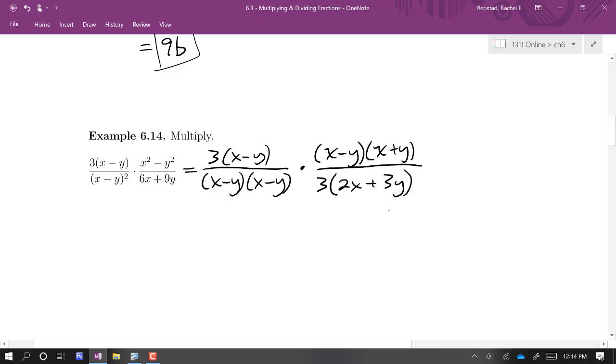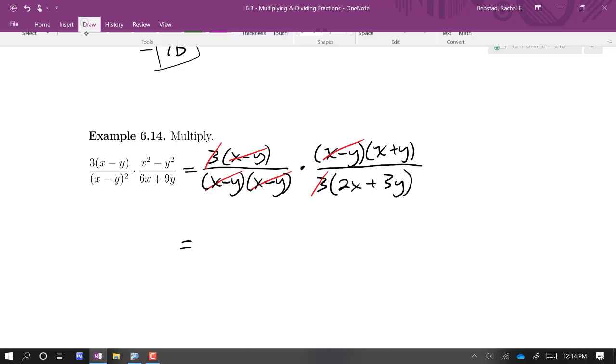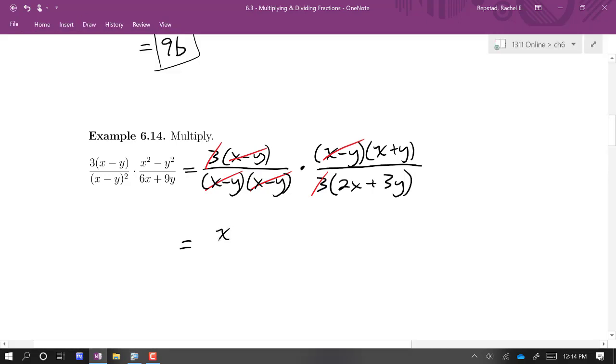Now that everything's factored, I'm going to whip into a frenzy of canceling. This is the fun part. X minus y with x minus y. X minus y with x minus y. 3 cancels with 3. And what we're left with on top is x plus y. What we're left with on the bottom is 2x plus 3y. The top and the bottom have no factors in common, so we cannot go any further.